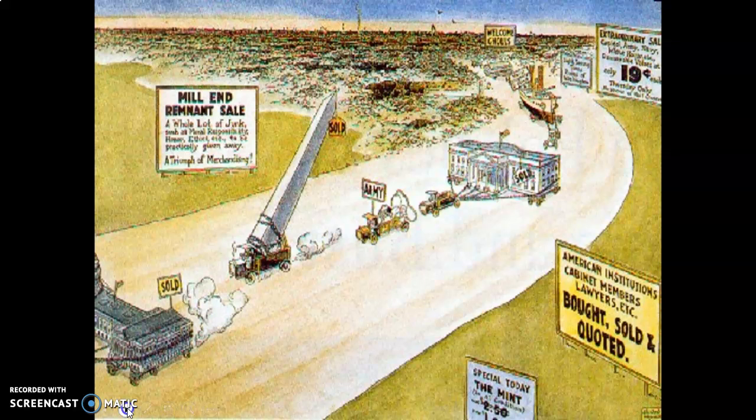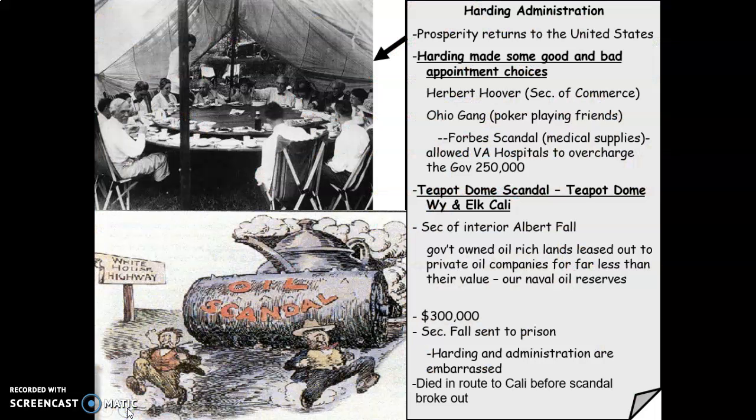This is a political cartoon of the Warren Harding administration selling Washington off. The Harding administration was a very corrupt administration. Although prosperity is going to return to the U.S., he made some good and bad appointment choices. Herbert Hoover, Secretary of Commerce, that was a good choice. The Ohio gang, as you see in the picture here to your left, these are his poker playing friends, and a lot of these guys are going to have administrative positions, and they're going to let him down as far as scandals. They basically are going to take money from the government.